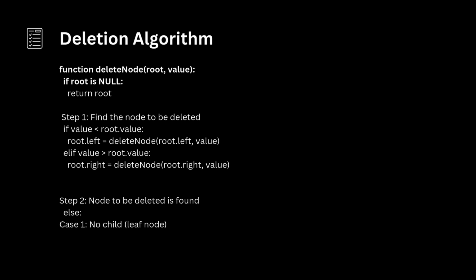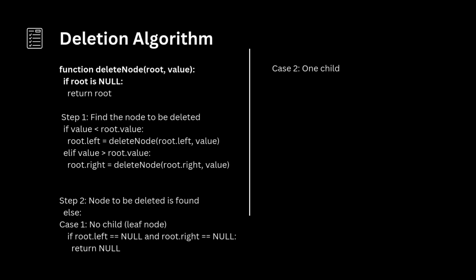The first case is no child, that is leaf node. If the node is leaf, it can be deleted directly by returning null, effectively removing it from the tree. Case 2, that is with one child.